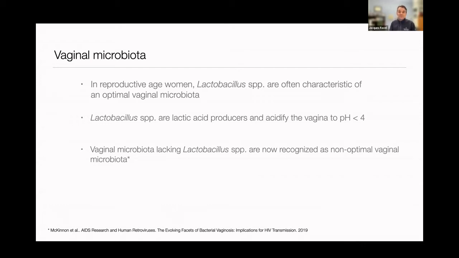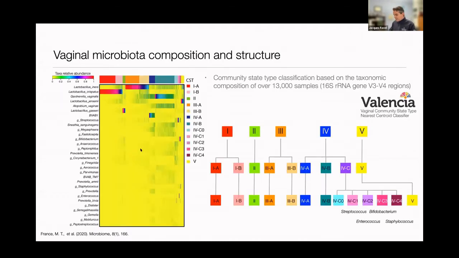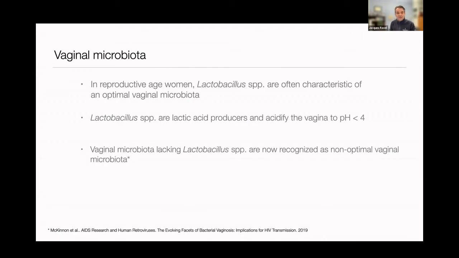On the opposite, vaginal microbiota that lack Lactobacillus are now recognized as what we call non-optimal. They lack Lactobacillus, and they are associated with sexually transmitted infections, prematurity, HPV, and progression to cancer. There are a lot of adverse outcomes associated with those kinds of microbiota.